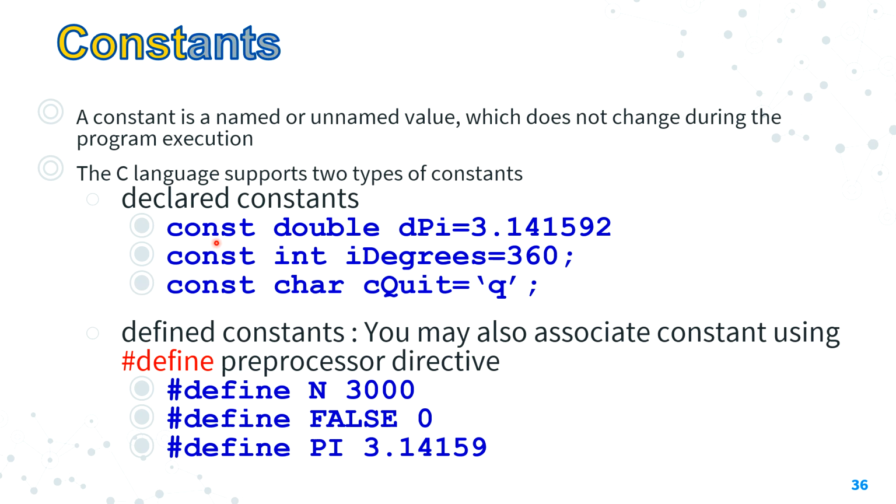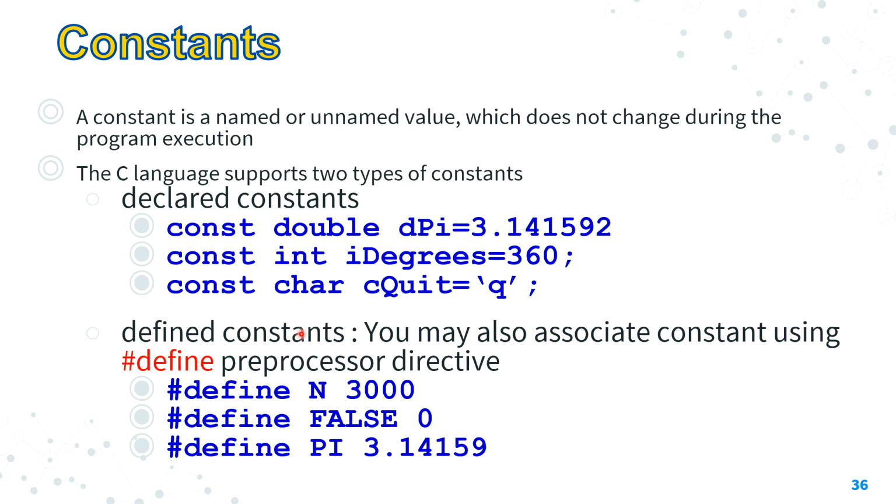For example, const double d_pi = 3.141592, const int i_degrees = 360, and const char s_quit = 'q'. Here, const tells the compiler that these values cannot be modified later. If we try to change them, the compiler will generate an error.